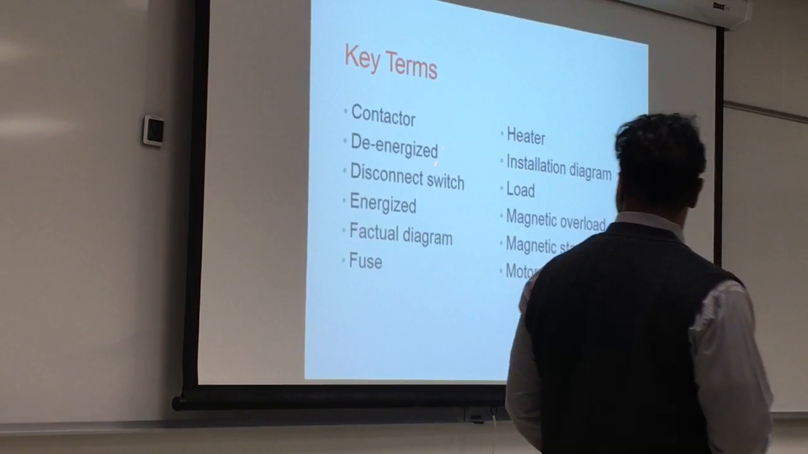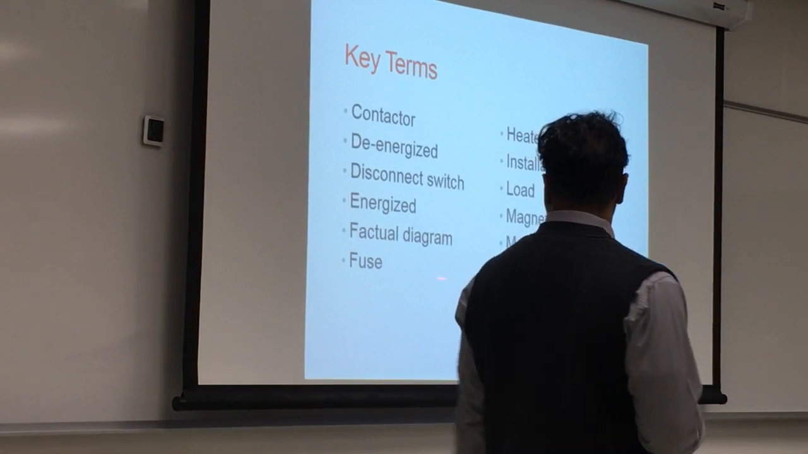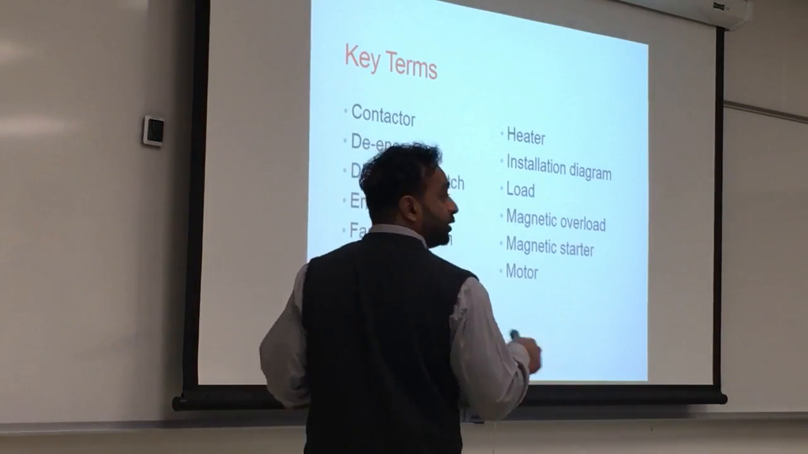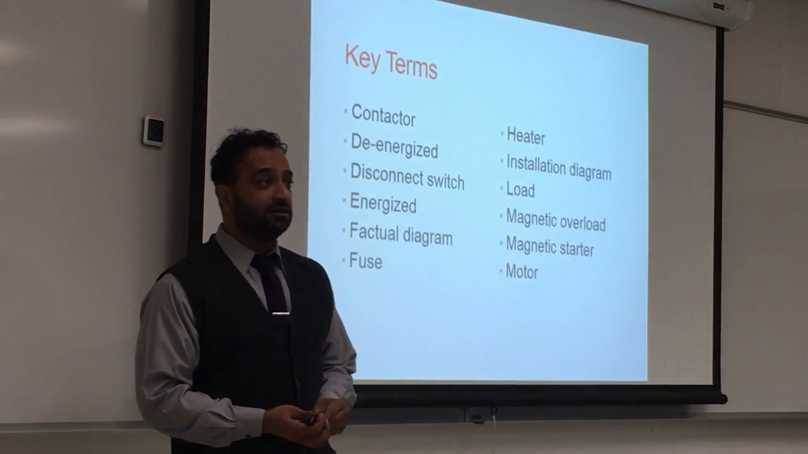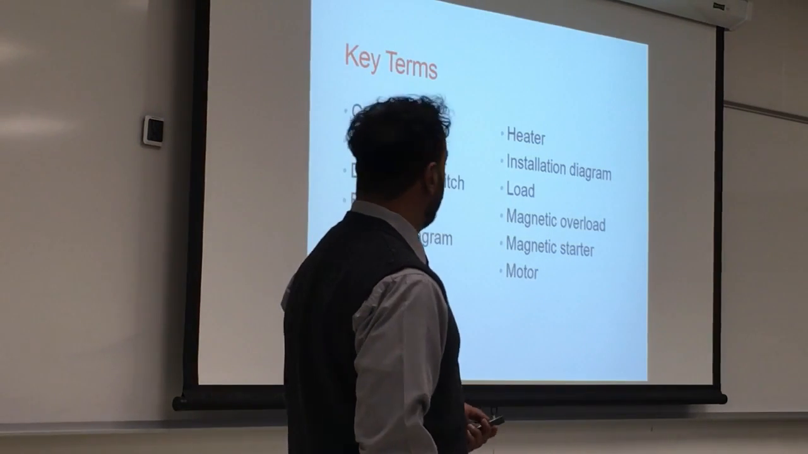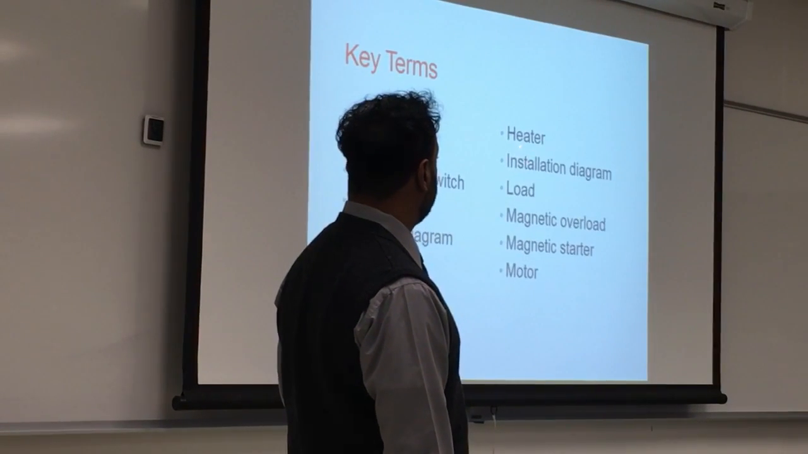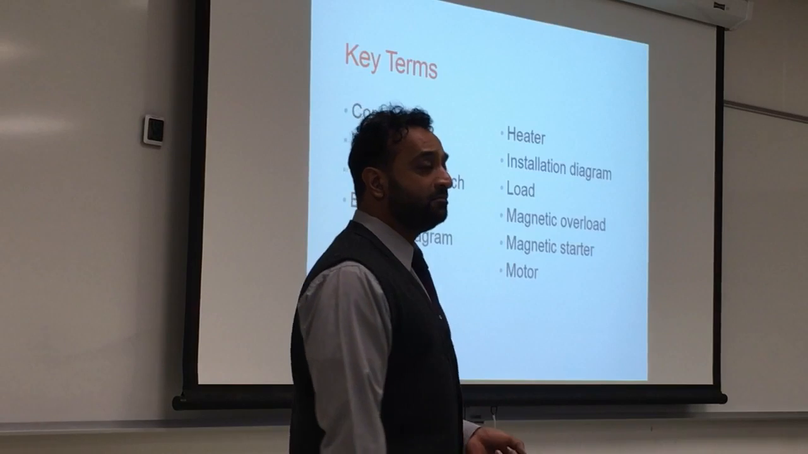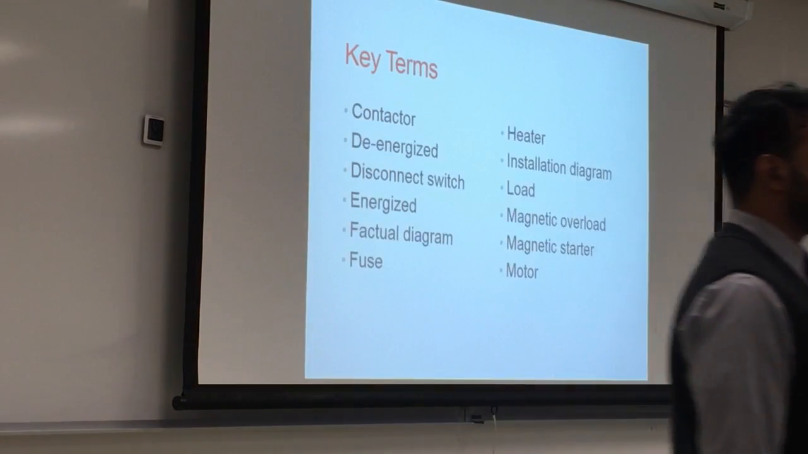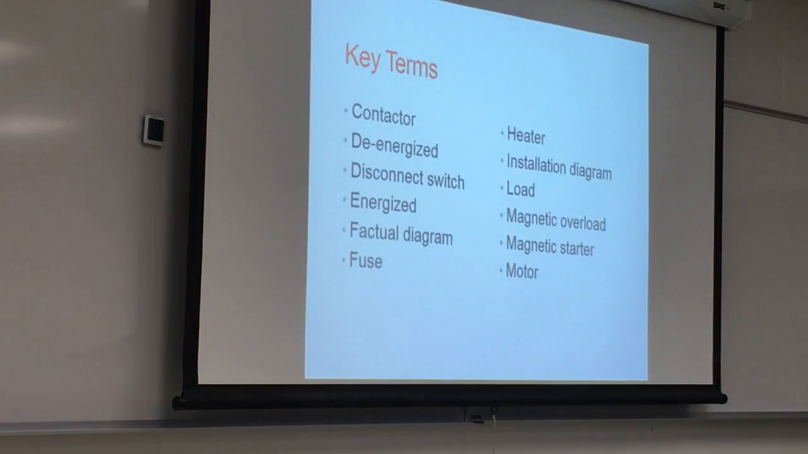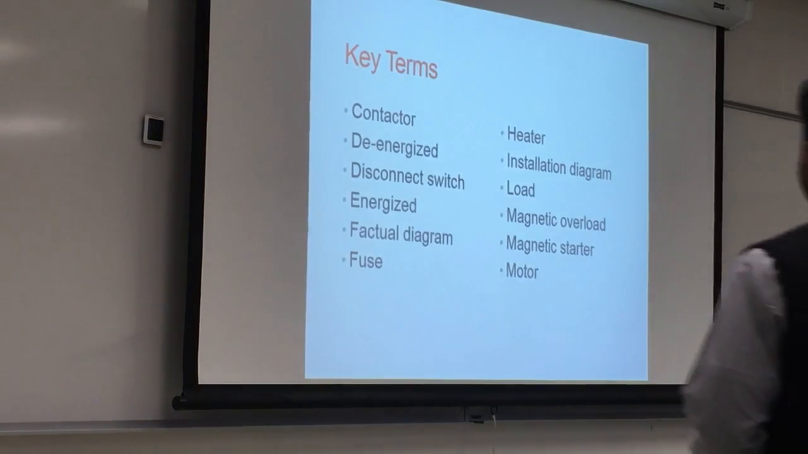That's the disconnect switch. Energized, it has power. Factual diagram, it has all the information in it. It has all the details, internal components that we really don't much care about. Fuse, heater, installation diagram, that's what you need. Just tell me what goes where. And usually all things are color coded, they are labeled as you see, and they try to make it very, very easy to connect. And some of them come with foolproof connections that you cannot connect the wrong way.